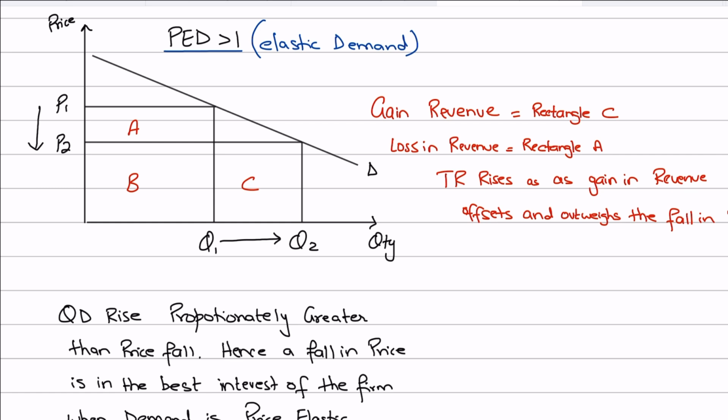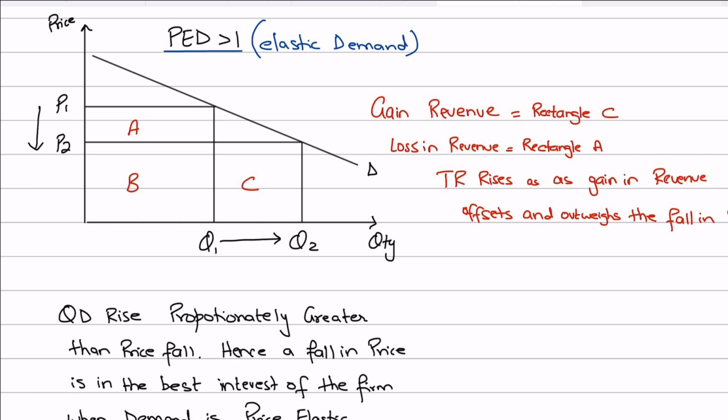Even if revenues go down per unit, for the sake of argument, we agree that yes, that could have an impact on your total revenue. But then the increase in quantity demanded would outweigh and offset that fall in price. So overall revenues would go up.